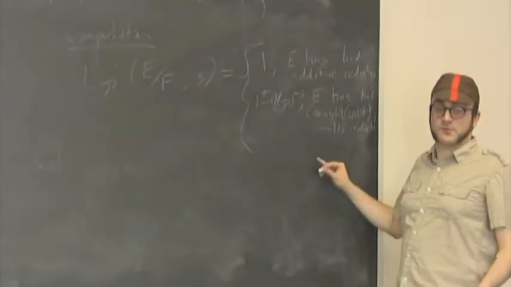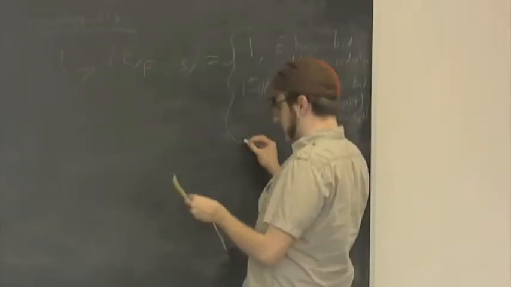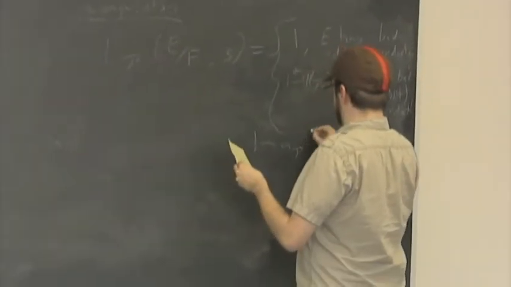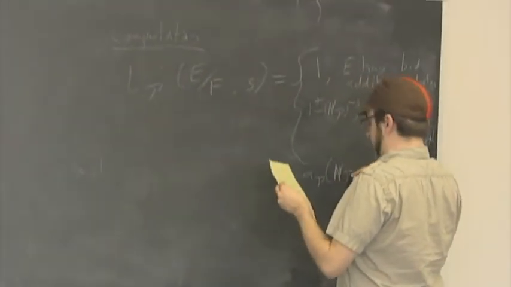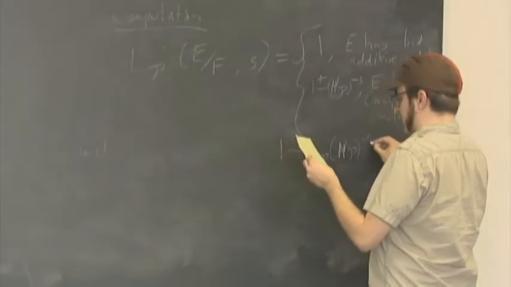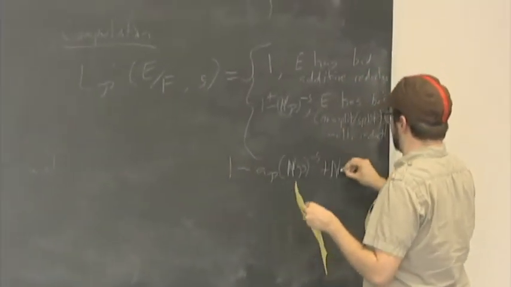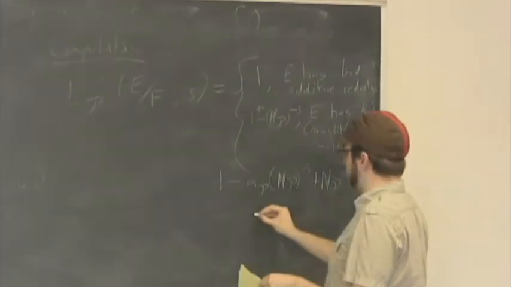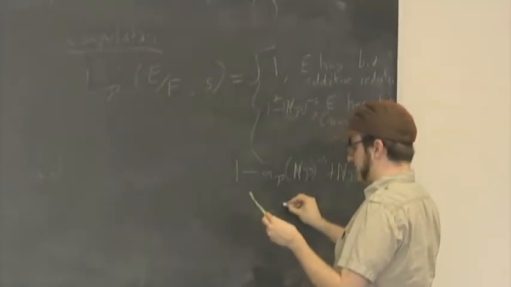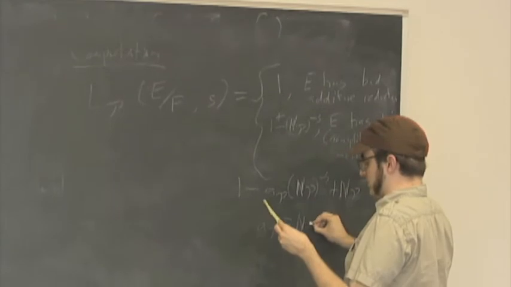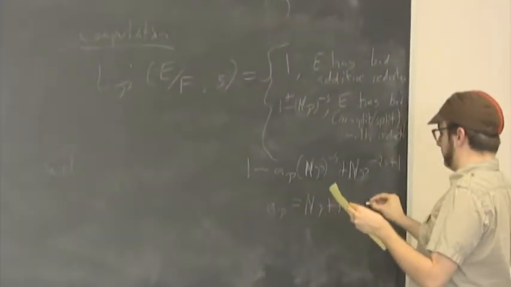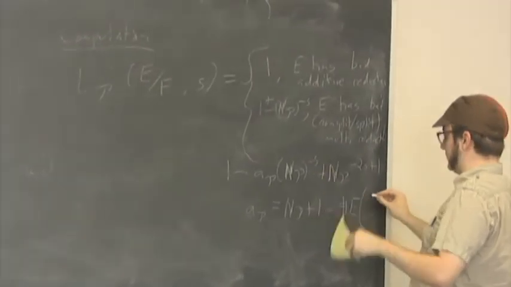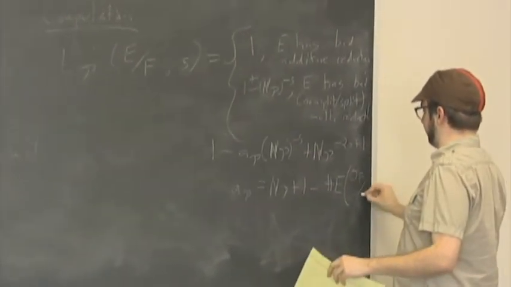And finally, for most primes, where the curve has good reduction, this is going to be equal to 1 minus a_P times the norm of P to the minus s plus the norm of P to the minus 2s, where a_P is just the norm of P plus 1 minus the number of points on the reduction of the curve mod P.